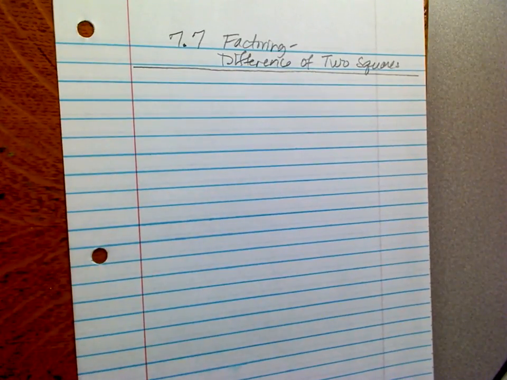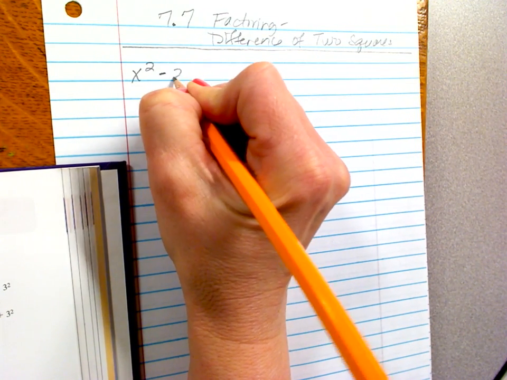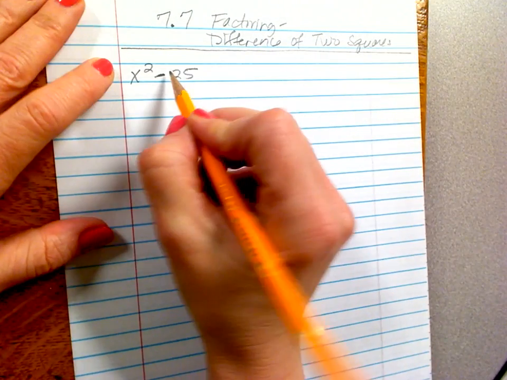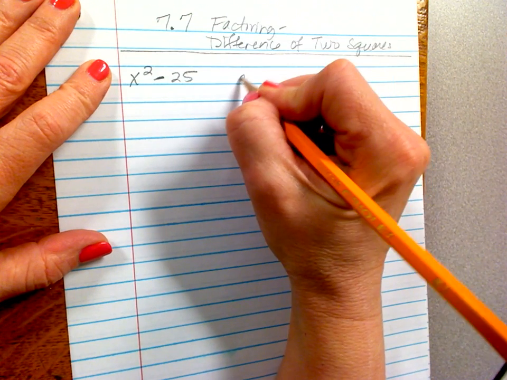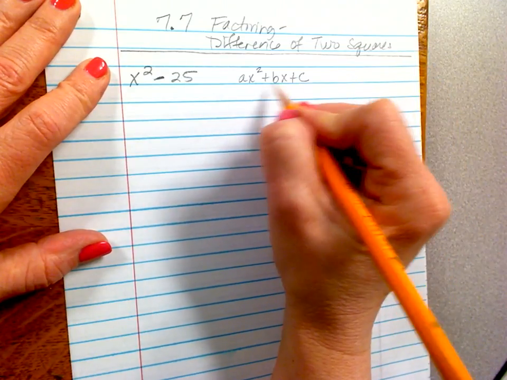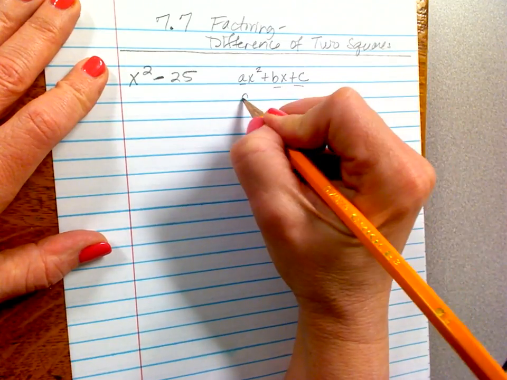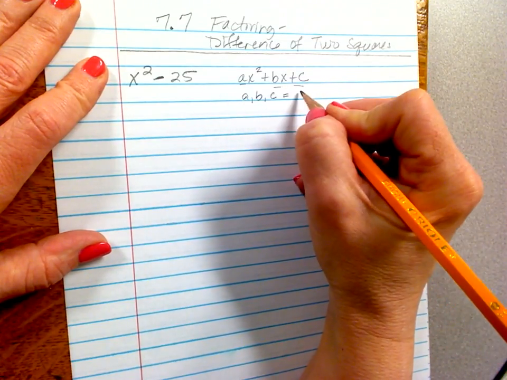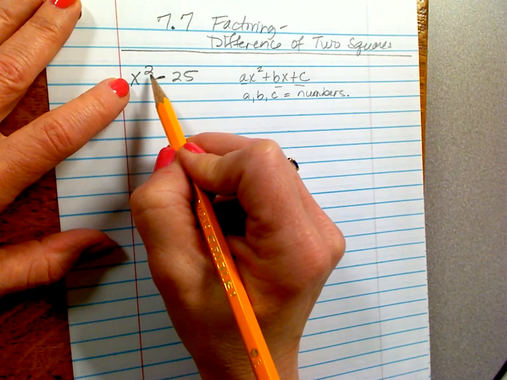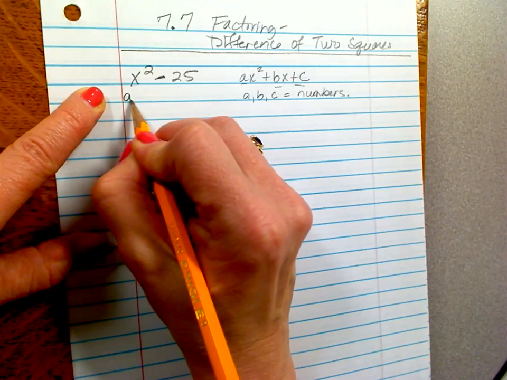So in the example, we have x squared minus 25. I want to remind you, remember our typical format, ax squared plus bx plus c, which is our standard form of a trinomial. And remember, a, b, and c are all numbers, like integers. Now I want you to look back at our original problem here. x squared minus 25. Well, what's the a term? Your a term is 1.